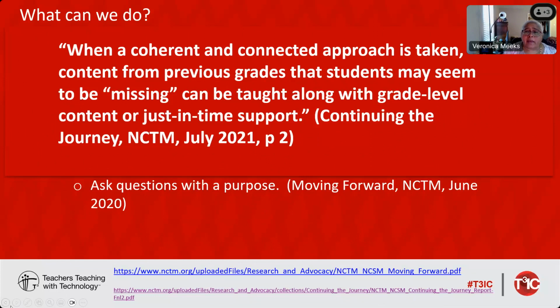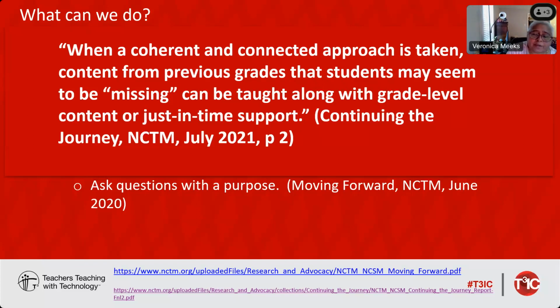When a coherent and connected approach is taken, content from previous grades that students may have seen to be missing can be taught along with grade level content or as just-in-time support. So this was a quote that I think directly dealt with how we're suggesting we deal with the situation. The choice of tasks and activities that we do become extremely important. And we want to choose tasks that are rich enough, that incorporate enough of previous content so that we can find those places that students may have some misunderstanding or are simply missing content.